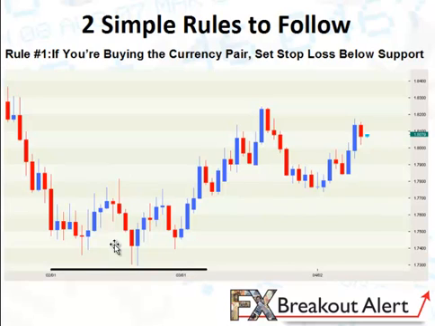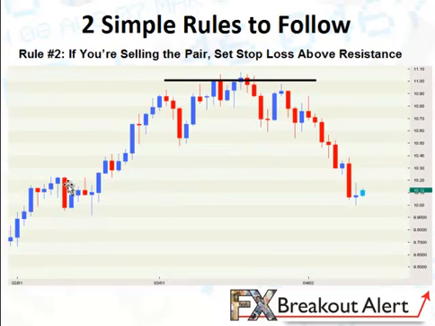So this is how to use rule number one. If you are buying the currency pair, you set your stop loss below the support area. Here's rule number two. If you are selling the pair, you should set your stop loss above the resistance area. A resistance area is simply an area where there is selling pressure. It's an area where traders tend to sell the currency pair. Usually when a price violates a resistance line and moves above the line, it tends to move much higher. So if you are selling the pair, there is no reason to keep the trade open if the price moves above the resistance line. And that's why I like to use rule number two.